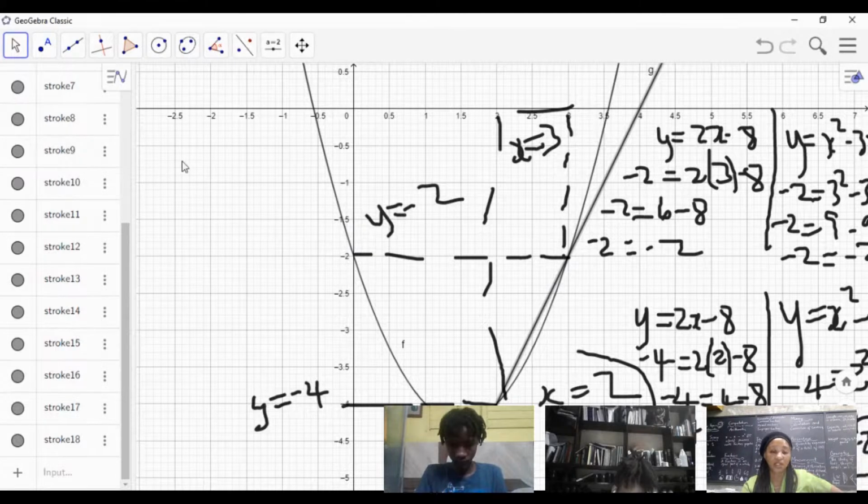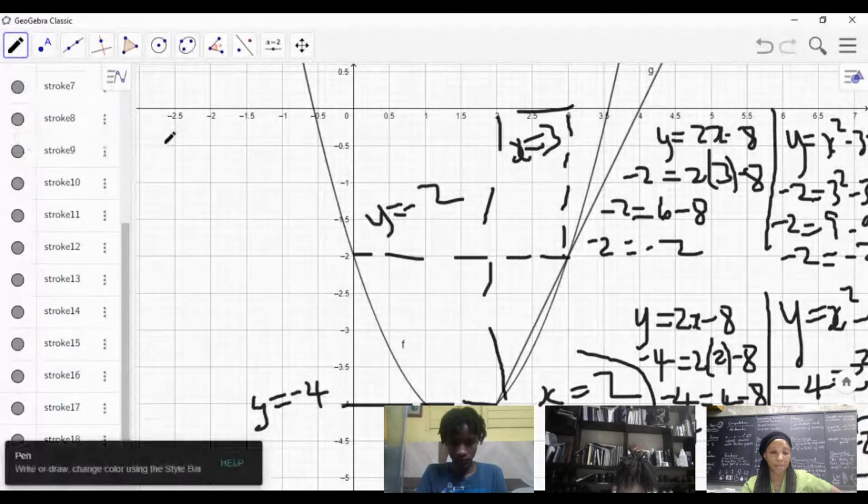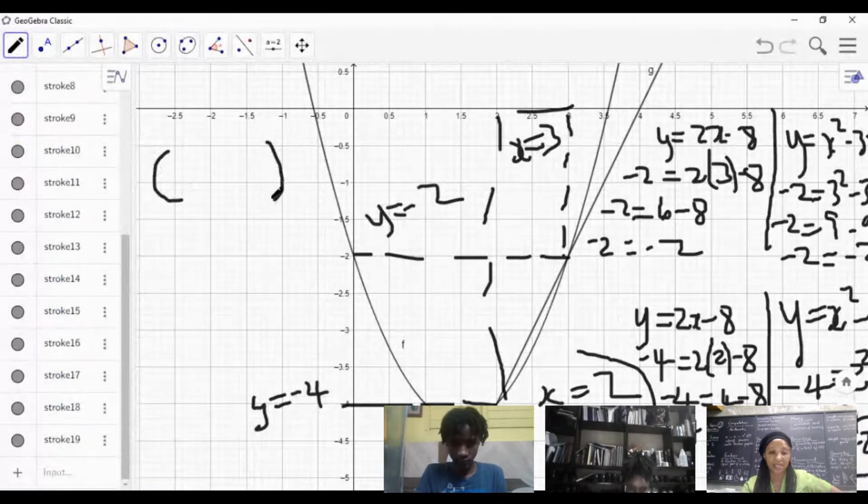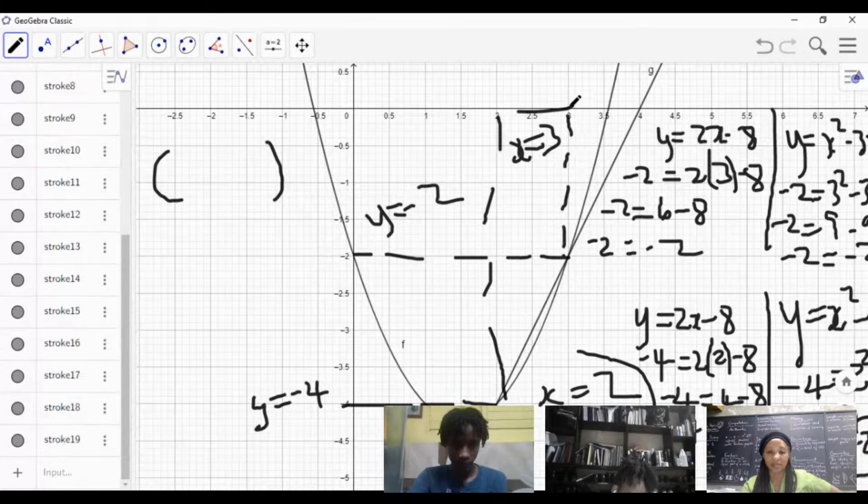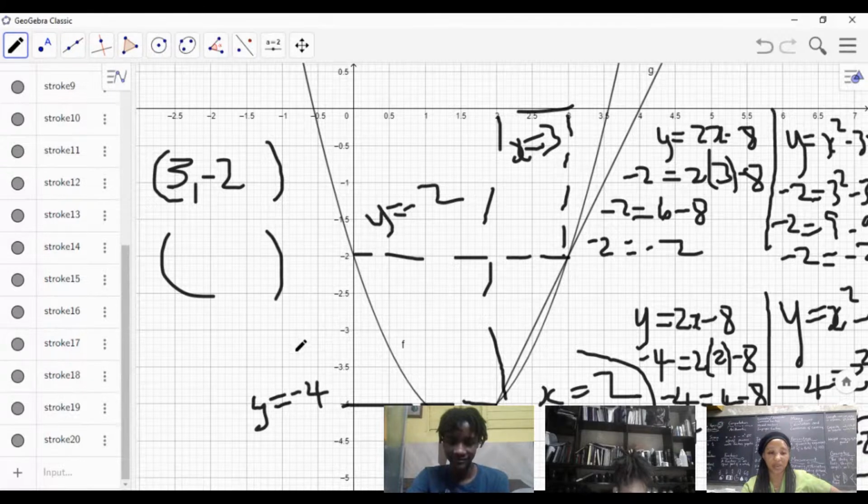And you would write what the solutions are here beside the axes. You can also write them in coordinate form, so you'd put in your brackets. For this one, when x is 3, y is negative 2. So we'd have (3, -2). That's one pair of solutions. And the other pair would be when x is 2, y is negative 4. So 2 on the x, negative 4 on the y.